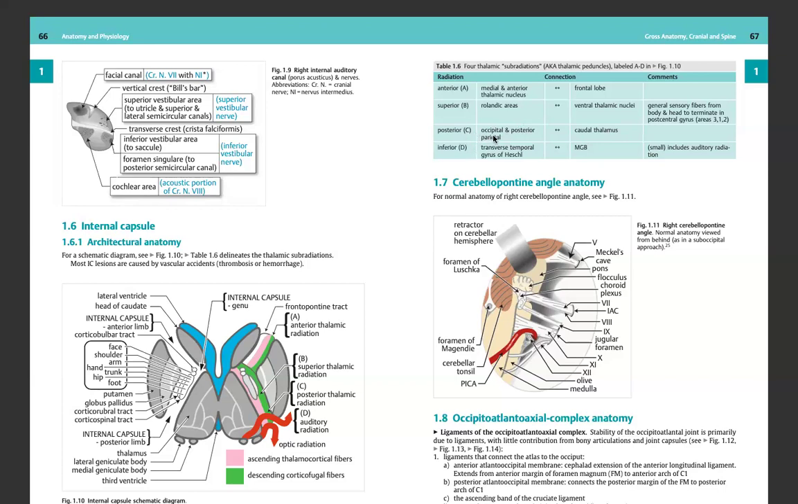So this goes from the caudal thalamus to the occipital, and from the occipital and posterior parietal area to the caudal thalamus. And then the inferior serves for hearing. It goes from the transverse temporal gyrus of Heschl, the auditory area, Brodmann's areas 41 and 42 as we discussed earlier, to the medial geniculate body. That's where the auditory radiation is located, of course.